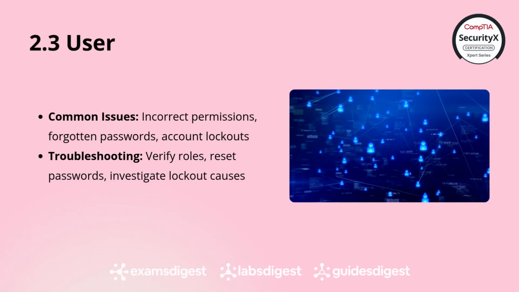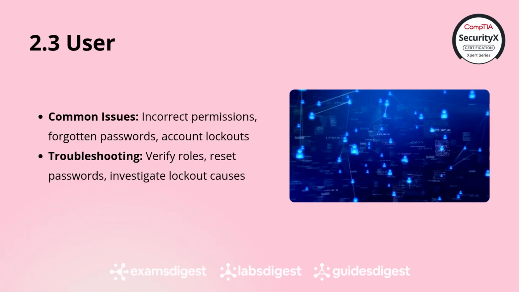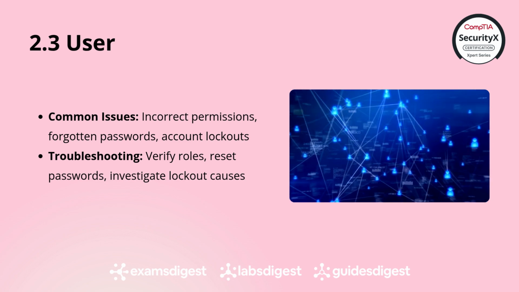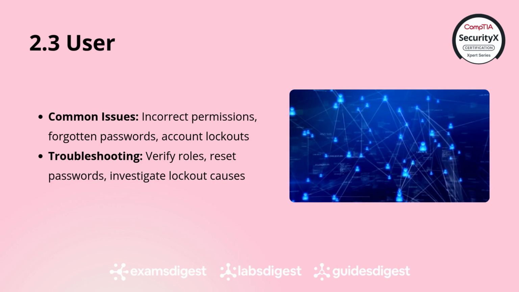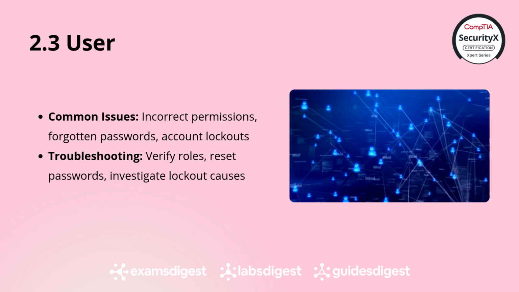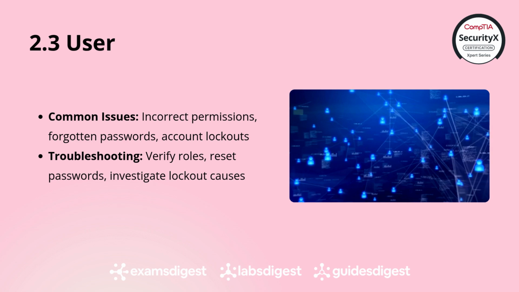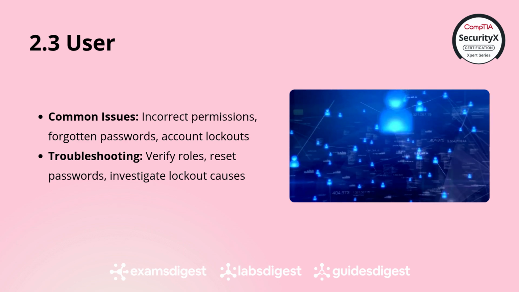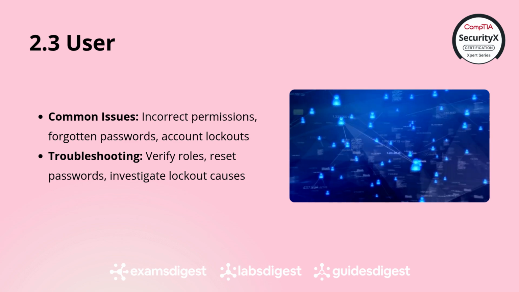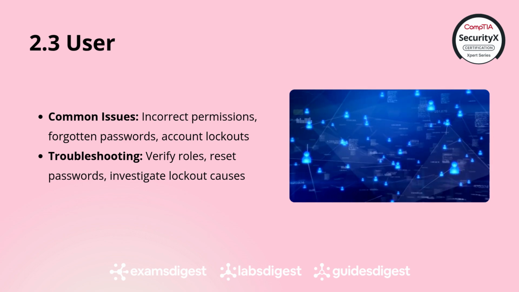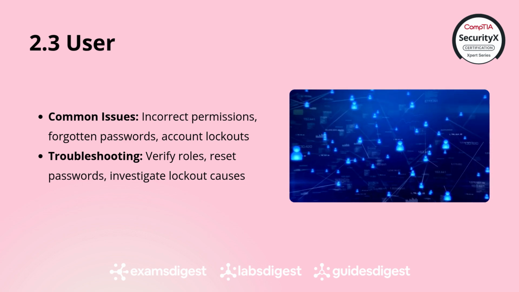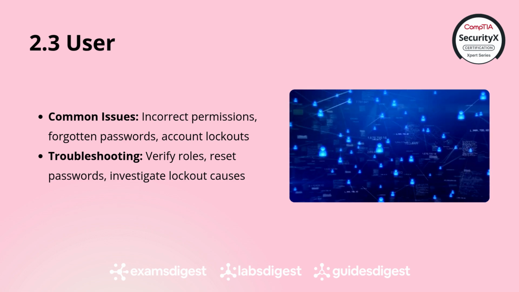Users. Common issues with user access include incorrect permissions, forgotten passwords, and account lockouts. To troubleshoot these problems, start by verifying the user's role and ensuring that their permissions align with organizational policies. For forgotten passwords, follow the standardized password reset procedures. And for account lockouts, investigate the cause, such as multiple failed login attempts, and consider implementing account lockout policies that balance security with user convenience.